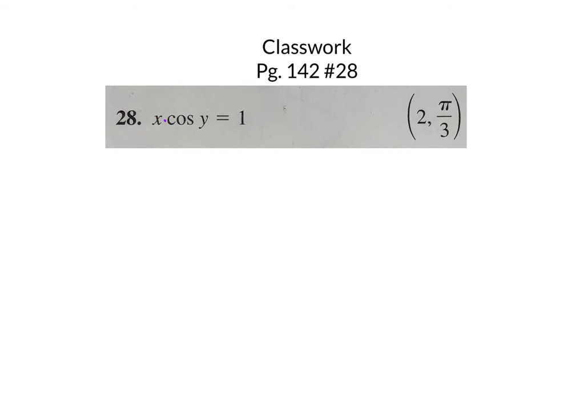All right, so my first function is the x. My second function is the cosine of y. So my product rule would be the derivative of the first, which is just 1, times the second, which is cosine of y, plus the first, which is just x, times the derivative of the second, which is the negative sine of y. But this is a chain rule because I have y on the inside. So it's the negative sine of y times the derivative of y, which is 1 dy dx. And that equals 0.